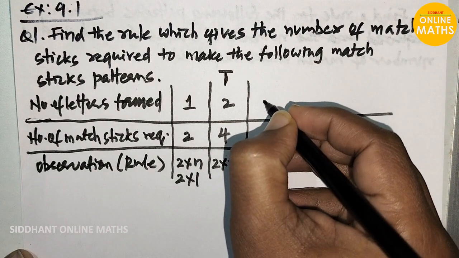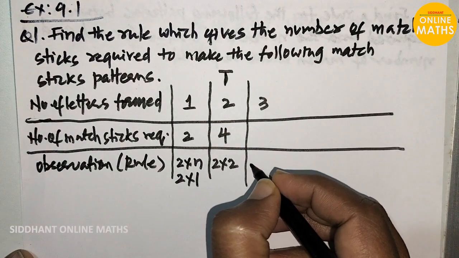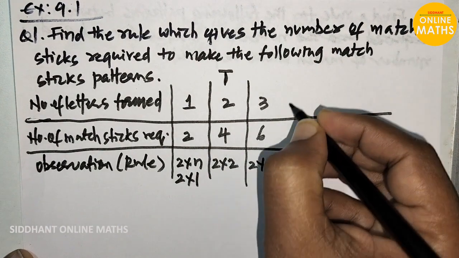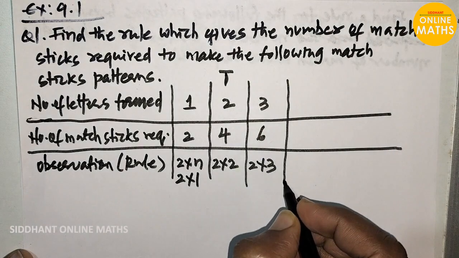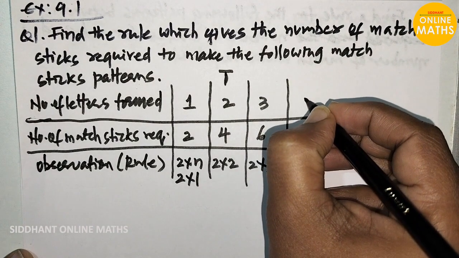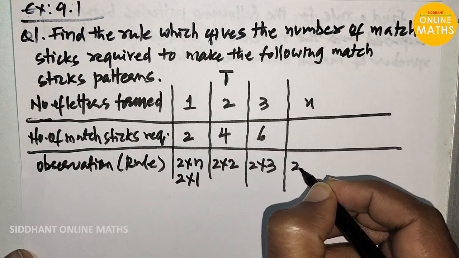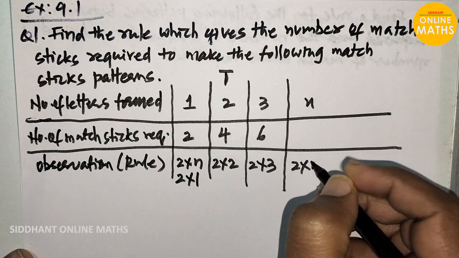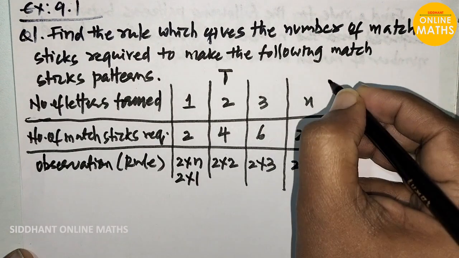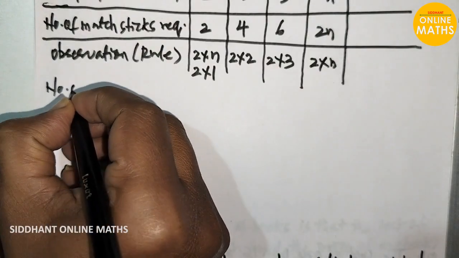In the same way, if you form 3 letters, then we write 2 into 3. That means 6 matchsticks are required here. So if you are going to form n number of letter T, then we write 2 into n, and the number of matchsticks required is 2n here. So this will be your pattern.